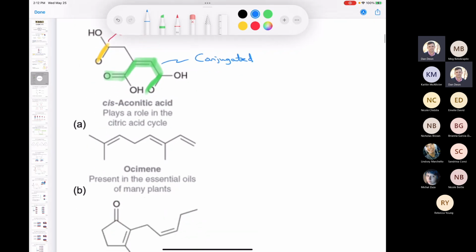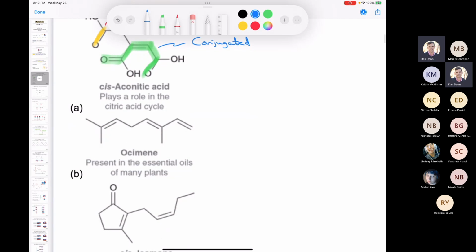Next, we've got another compound that's found in essential oils of many plants. So let's see here. If we highlight this bond, you can clearly see that that one is kind of off there by itself. So this one would be isolated, whereas these two over here are conjugated. Goes double, single, double. So we'll label that as being conjugated.